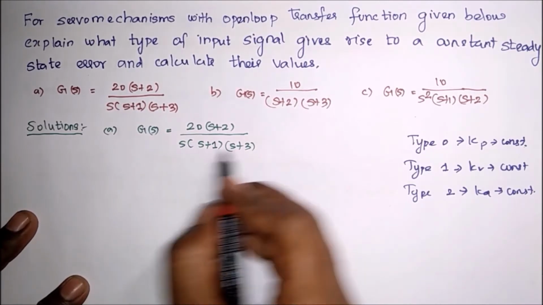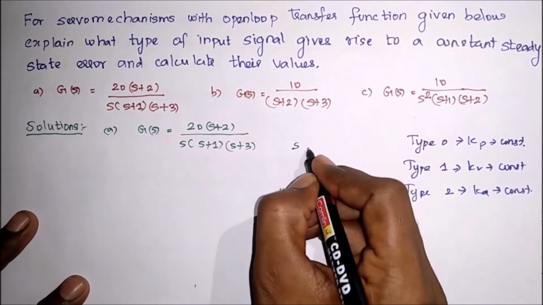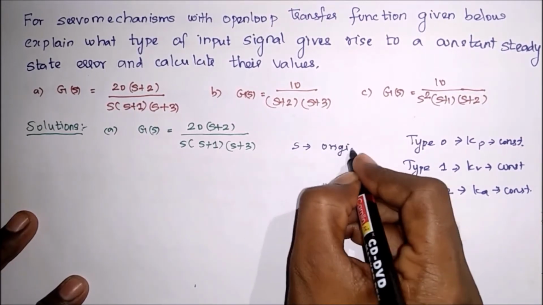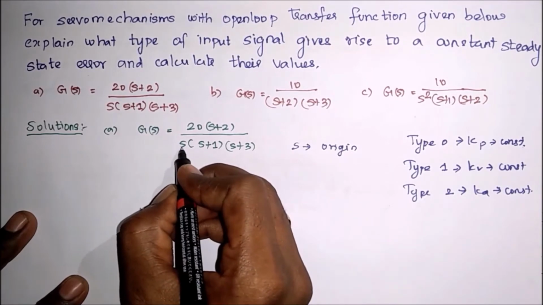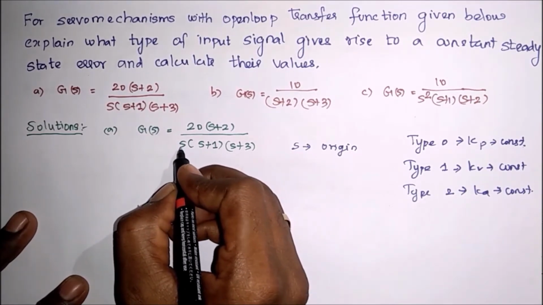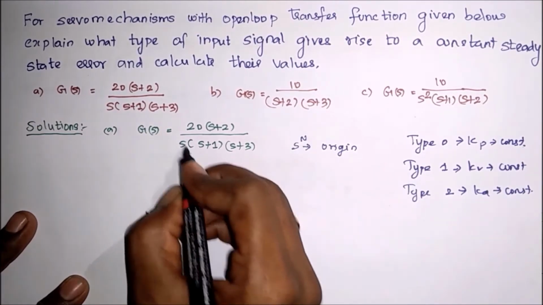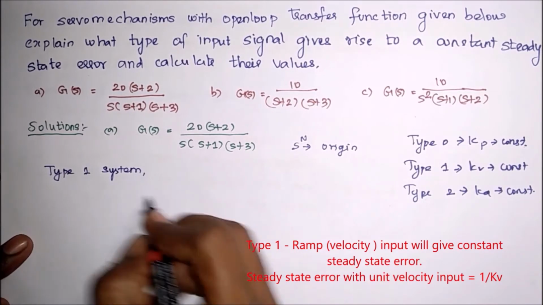For an open loop system, in the denominator, the poles which are at the origin decide the type. So this pole is an origin pole because s value equals 0. So it's s power n, and here the n value equals 1. Therefore, the given problem is a type 1 system.